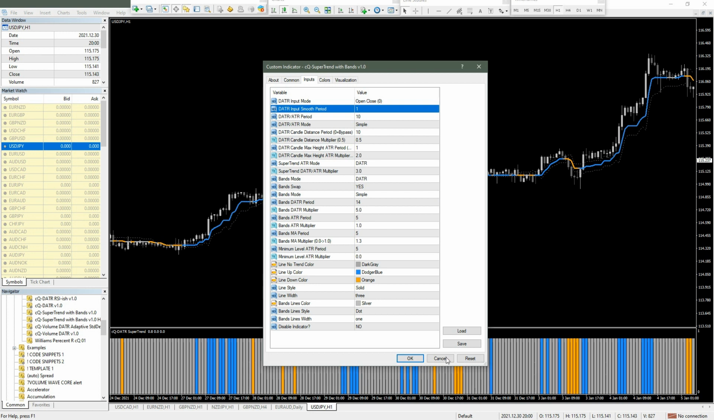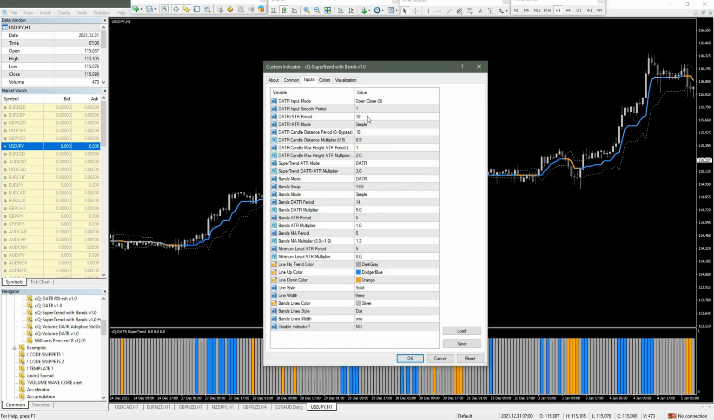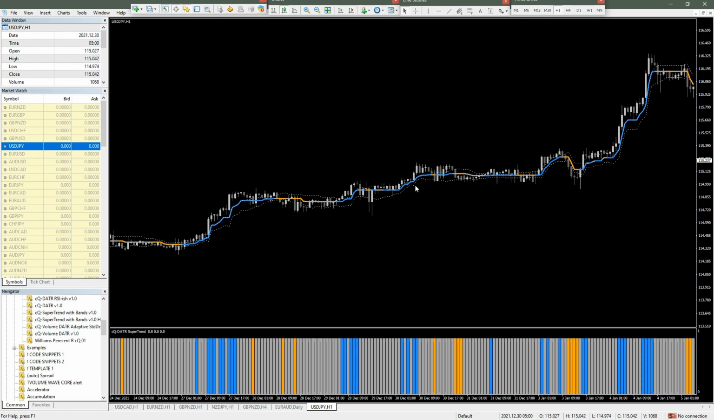Okay, I wanted to show you what the input smooth does. We'll leave this like this. You can see what the difference is. And I would say we'll use a value of 10. This is again smoothing the input, the DATR input. So there'll be more of a consistent value as opposed to the value of the open minus the close for each individual candle. It would be averaged across however many candles you have this set to. Kind of smooths things out a little bit.